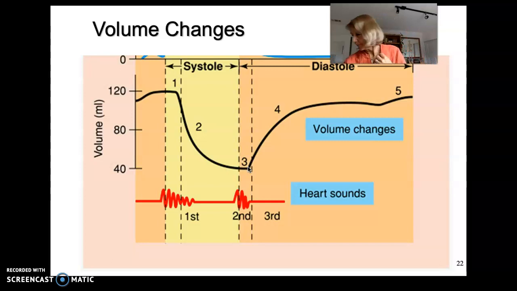These sounds here, burst of sound and burst of sound, first and second sounds, it's the lub dub, lub dub. So this is lub, and the lub is the closing of the atrioventricular valves, and the dub is the closing of the semilunar valves. So now we've put together a bunch of things. We've put together the heart sounds, the volume, we're thinking of valves, what's happening, and we're thinking of systole and diastole.